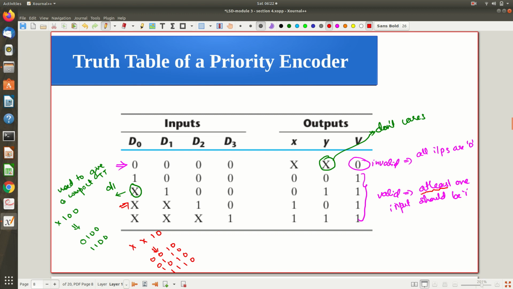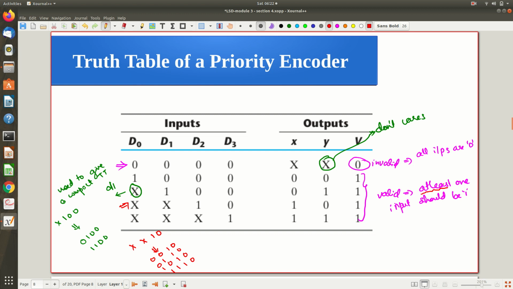But what about the basic encoder we saw in the last video? There we want exactly one input to be 1. Exactly one input, otherwise that will be confused, right? So here we are allowing more than one input bit to be 1. And if more than one input bit is 1, which will be encoded? So that is the question. So there we are assigning a priority for the input pins. Accordingly we will encode information.